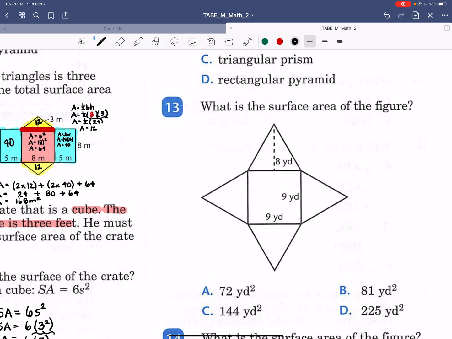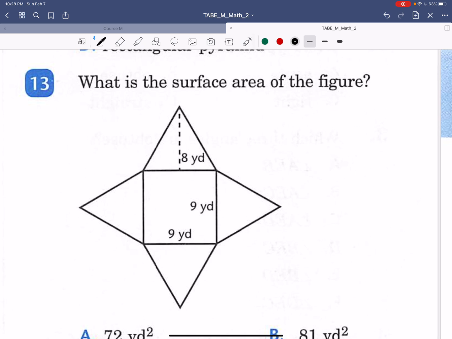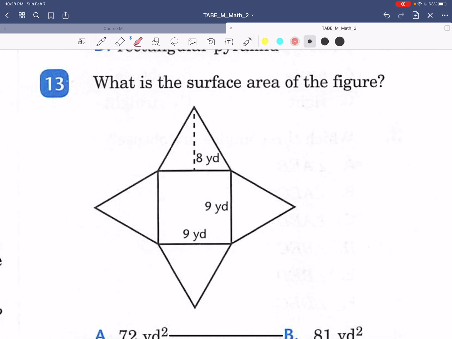Number 13. What is the surface area of this figure? You know how to do this. You have 4 triangles. And what's that middle shape? It's a square. This would make a square pyramid. Triangular faces make a pyramid. Rectangular faces make a prism. So I need to do the 4 triangles, and then I need to work with this square. I'm going to do the square first because it's the easier formula.